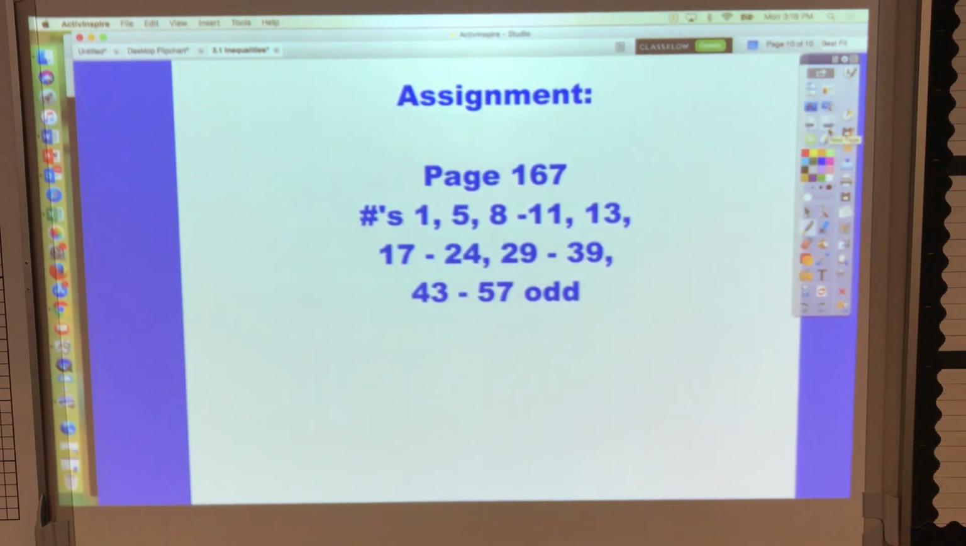So, your assignment today is page 167, numbers 1, 5, 8 through 11, 13, 17 through 24 all, 29 through 39 all, and then 43 through 57 odd. You will have all of tomorrow's class period to work on this, so you don't need to do it for homework right now. But with inequalities, make sure you check which way the arrow is facing and if you have an open or a closed circle.